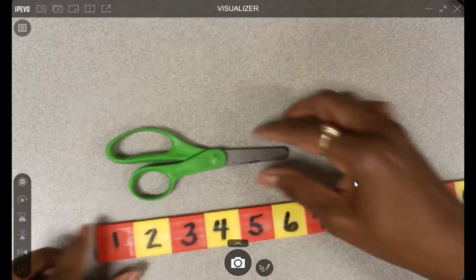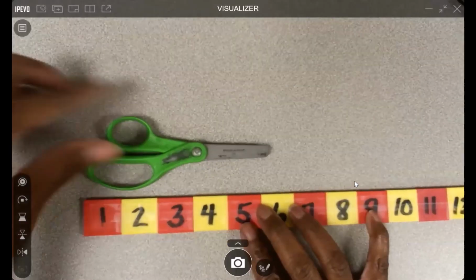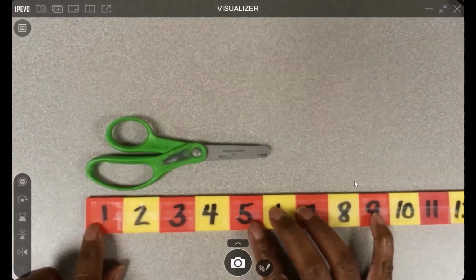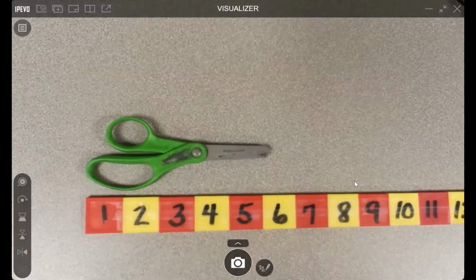Students can turn, and you can show them how they could also measure horizontally this way, and they can see it's lined up with the beginning of the scissors to the end, and these scissors measure 5 inches.